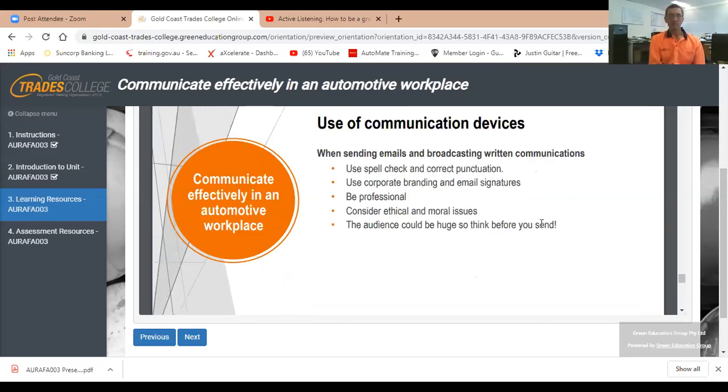Some more ideas when sending emails and broadcasting written communications. So if you're sending a letter, sending an email, maybe even a text, use spell check and correct punctuation. Use branding and email signatures.